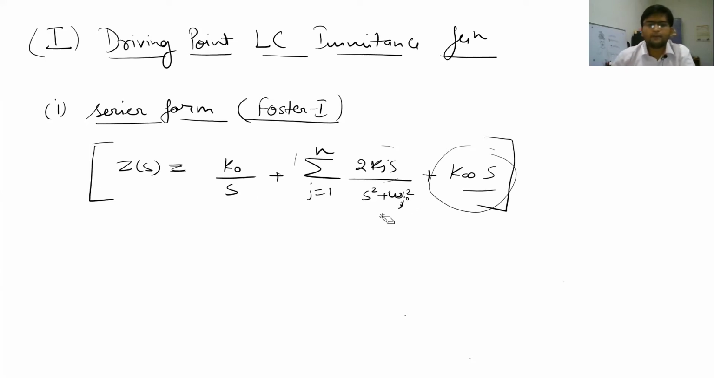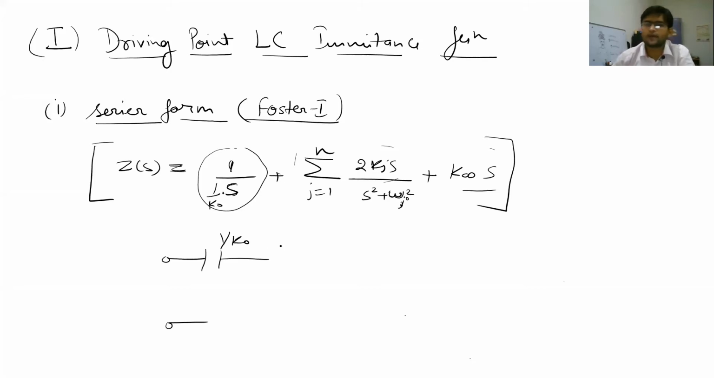So coming back to the point, let us realize this circuit and see how this series form or Foster 1 form looks. If you want to draw this first form, obviously you will start from here. So what is this component? This is definitely a capacitor, and what is the value of this capacitor? If you take this K naught down below, you can multiply it like 1 upon K naught into s, right? So what you will get is a capacitor whose value is 1 upon K naught farad.